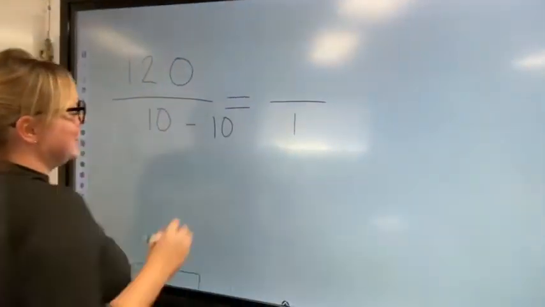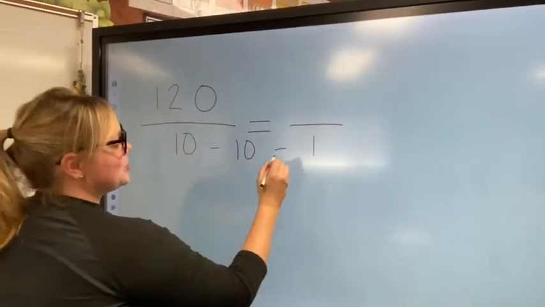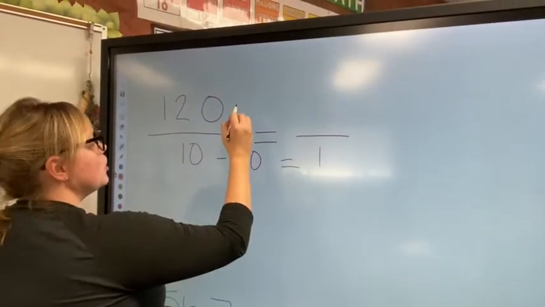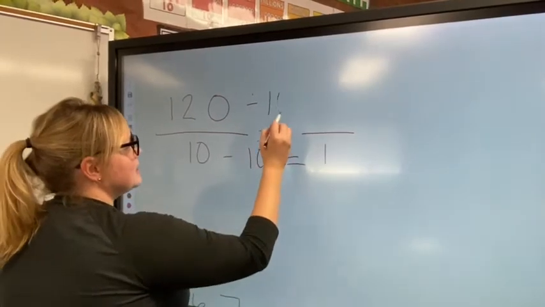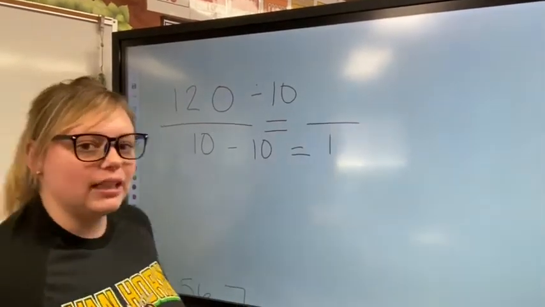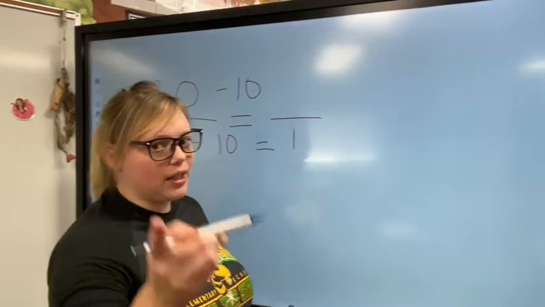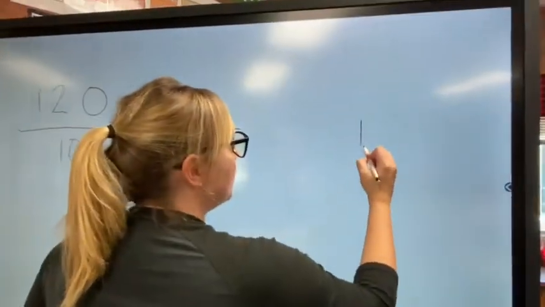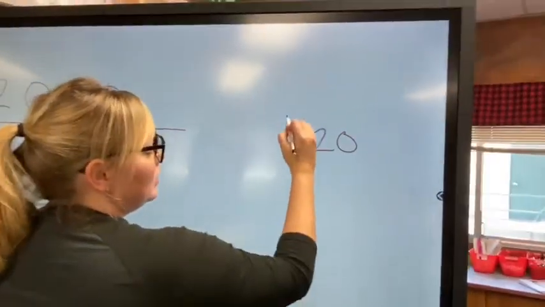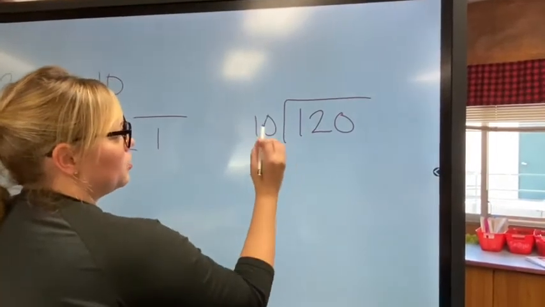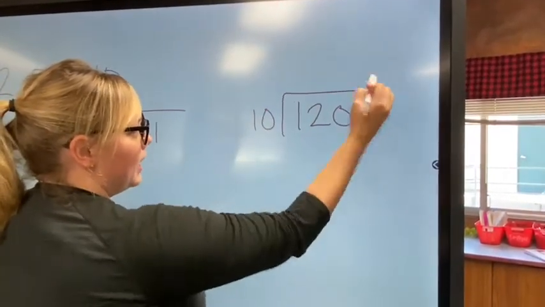By 10. 10 divided by 10 equals 1. So now I need to divide 120 by 10. And what are we going to get? Well, I can't do that math off the top of my head. If you can, way to be you. But I'm going to write 120 over here and put 10 on the outside. So 120 divided by 10.